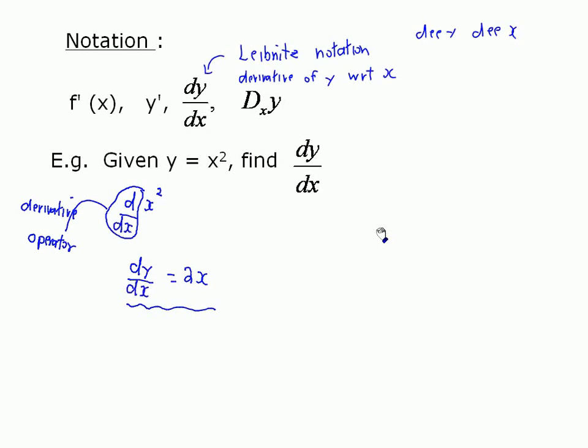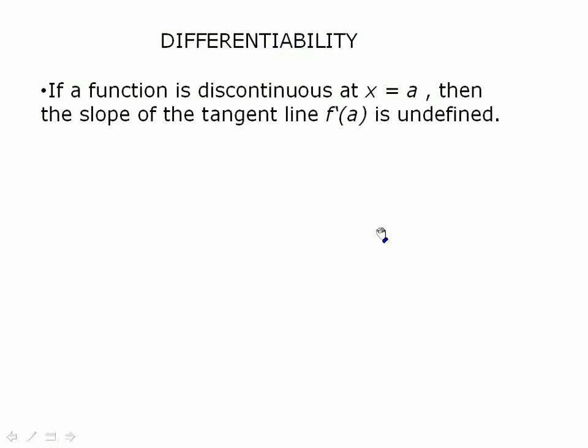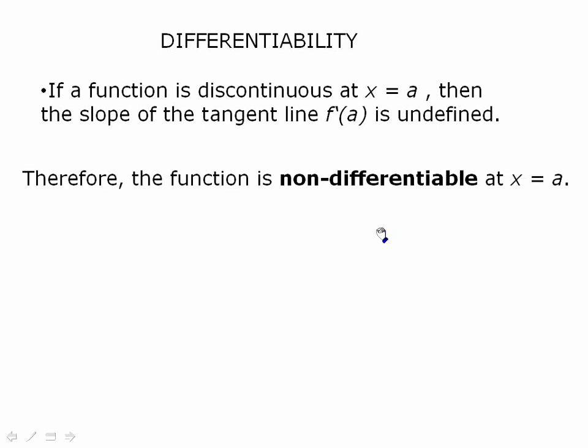Now the next basic topic, until we get the methods down, I don't want to go too crazy with this. But the concept of differentiability matters quite a bit. This might make sense to you. If a function is discontinuous at x equal a, then the slope of the tangent line, which I'll call f prime at a, so the derivative at point a, is undefined. That should make sense to you. If the point doesn't exist on the curve, or it's discontinuous, it's a hole in the graph, then how are you going to find the slope of the tangent line? You can't do it. So it would imply then that the function is non-differentiable at x equal a.